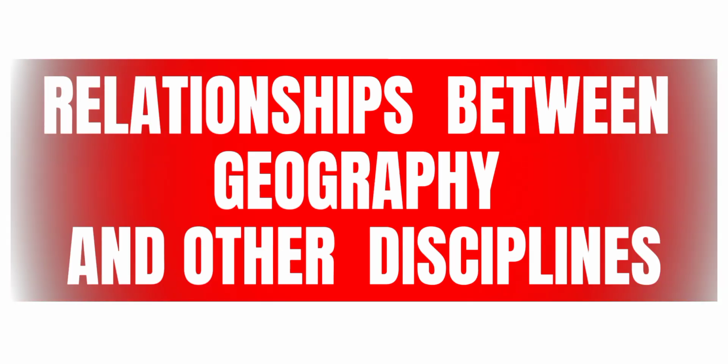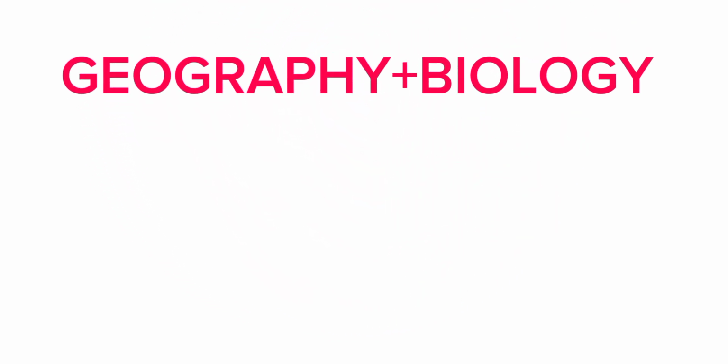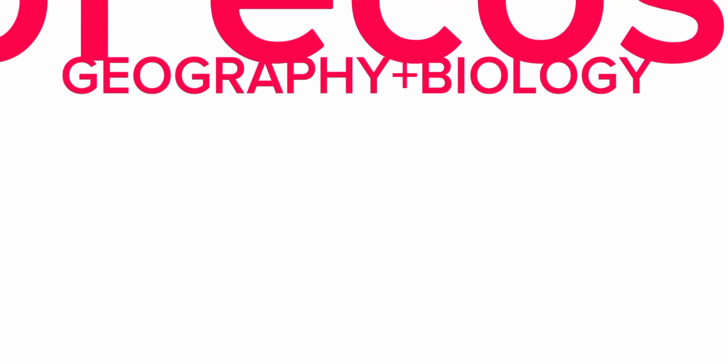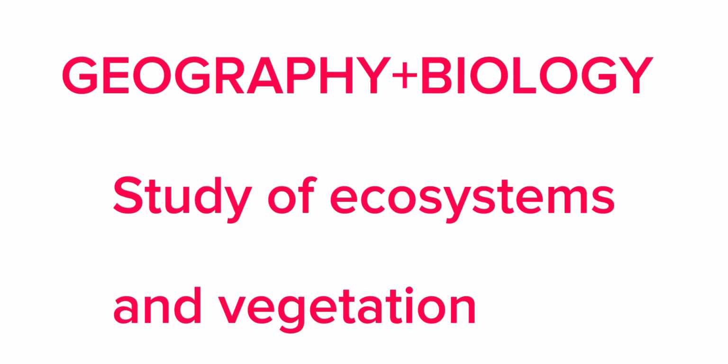Lesson 3. Relationship between geography and other disciplines. In this chapter, we are going to explore how geography relates with other school subjects. Number 1, geography and biology. How are geography and biology related? In both, there is a study of ecosystem and vegetation.